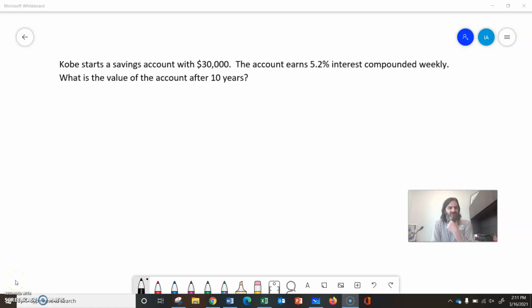Here is the problem. Kobe starts a savings account with $30,000. The account earns 5.2% interest compounded weekly. What is the value of the account after 10 years?